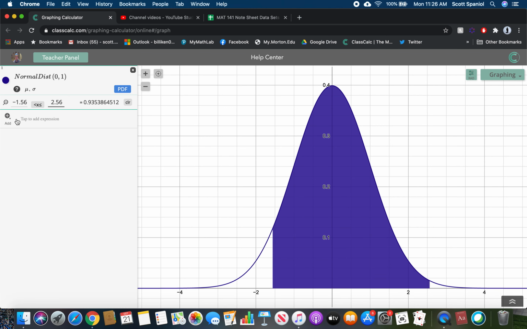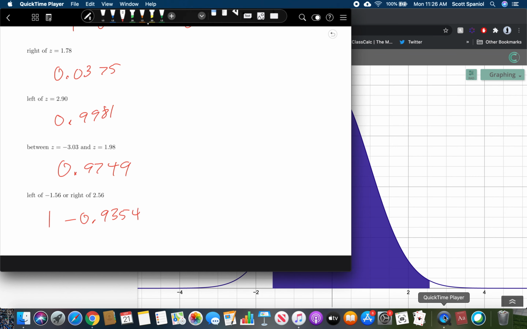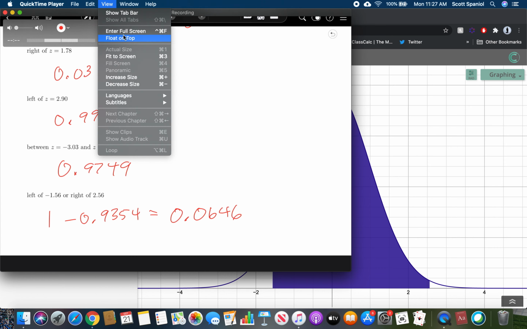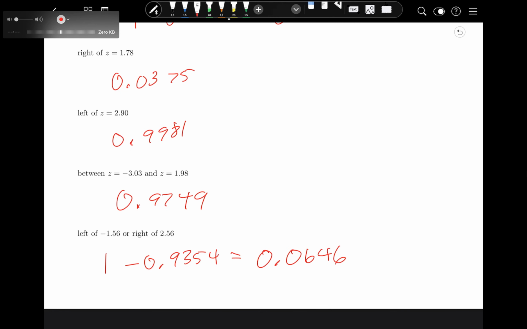we put those in. We get the area in the middle, which is 0.9354, and then we're going to do 1 minus that because we want to be out here, to the left out here, or to the right. So we're going to do 1 minus that. So here's the answers, and then I'll do 1 minus for the last one and put that answer up. So 1 minus 0.9354 is 0.0646. Okay, so that's the idea of what we're doing here.